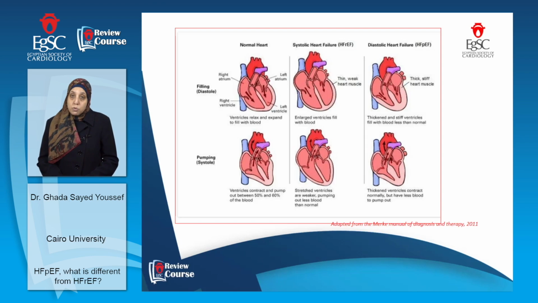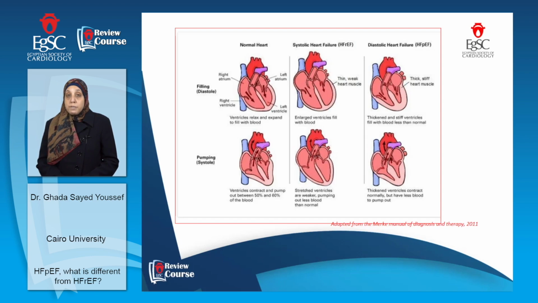During systole, the normal heart contracts normally and pumps the cardiac output into the great vessels, the aorta and the pulmonary artery. In heart failure with reduced ejection fraction, the ventricular muscle is weak, so the cardiac output is reduced because of the weakness of the ventricular muscle.